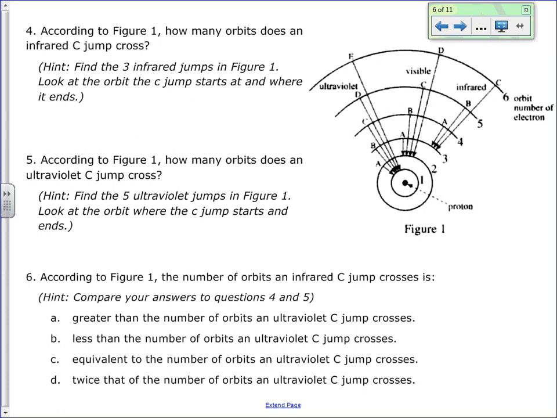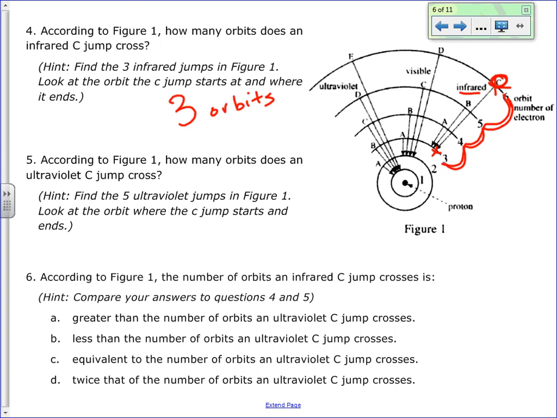Let's get started off with question 4. According to figure 1, how many orbits does an infrared C jump cross? How would we answer this question? What do you think? So I looked at figure 1 and I found the infrared, and the fact that it starts at 6. And then I drew down to where it ends at 3. Excellent. So if you look at jump C, it starts here and ends there, which means it crosses 1, 2, 3 orbits together. Nice. So what we write here is 3 orbits.